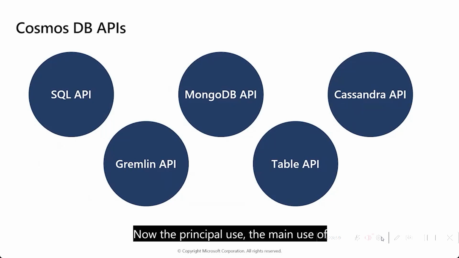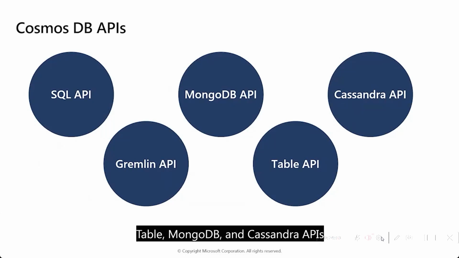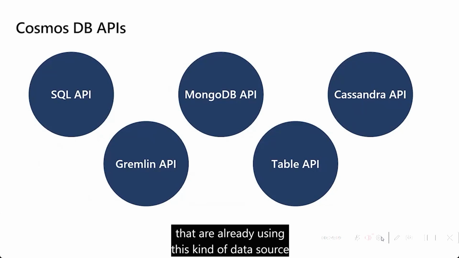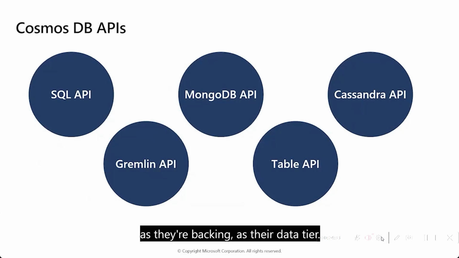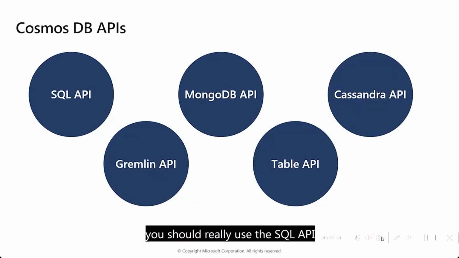Now, the principal use, the main use of the Table, MongoDB, and Cassandra APIs is really to support any of your existing applications that are already using these kinds of data stores as their backend, as their data tier. So if you're building out any new applications and databases, you should really use the SQL API or the Gremlin API.